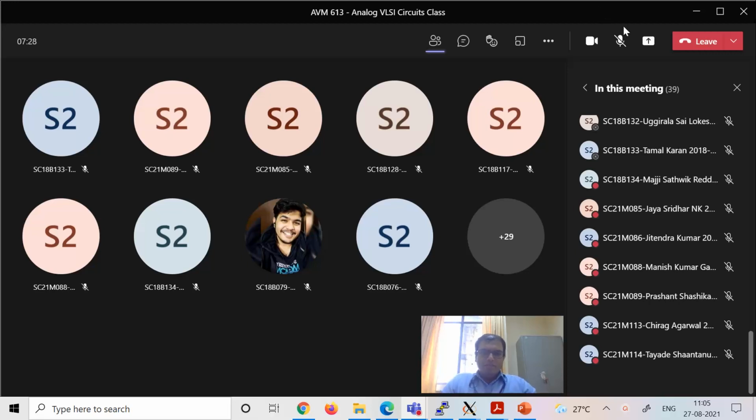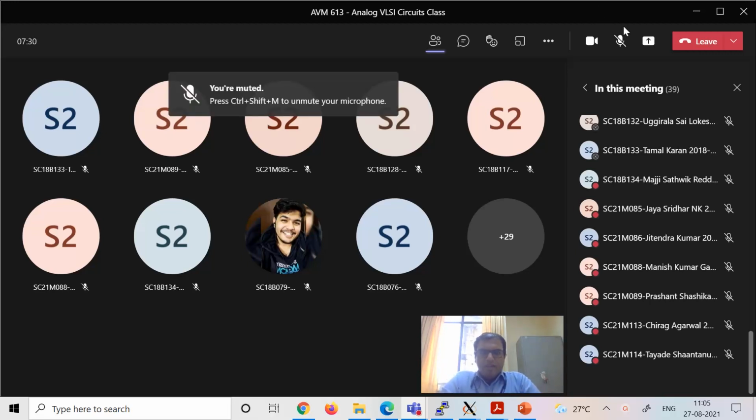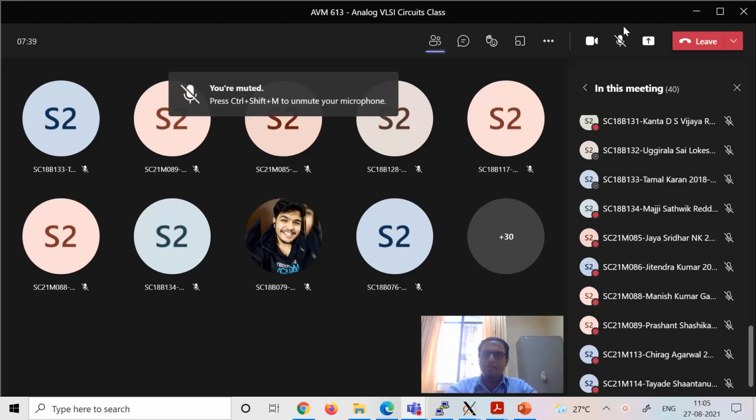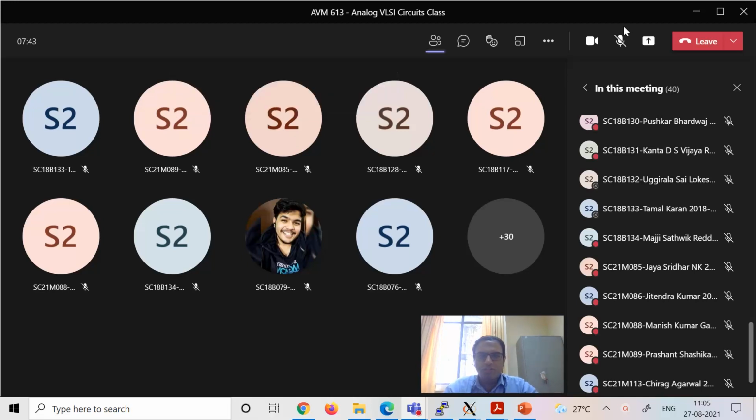Okay, let's get started. So in the previous class, we were looking at how the MOS device behaves. We concluded yesterday's class by looking at how the capacitances in a MOS device behave.